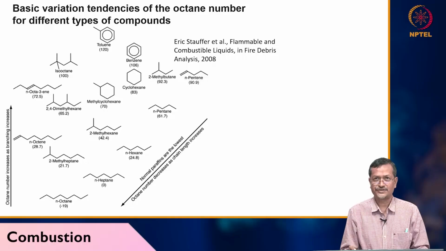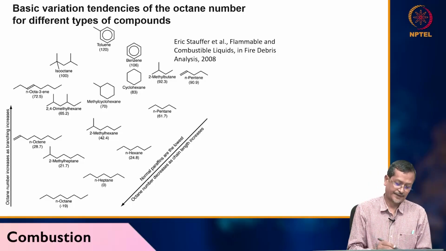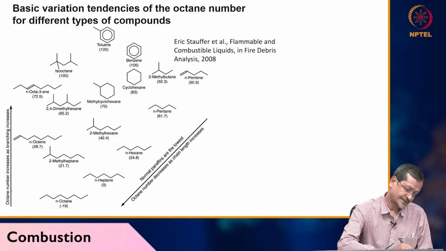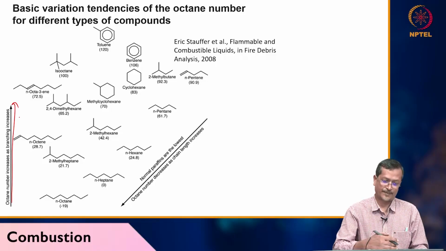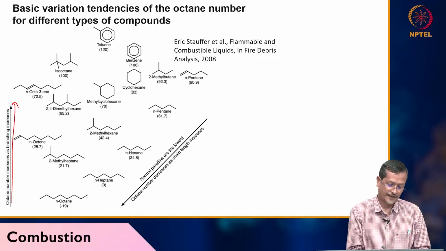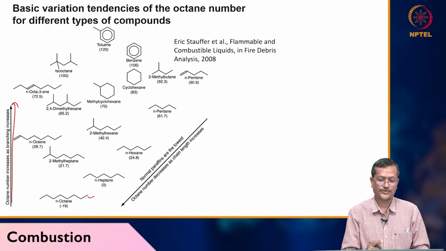This shows the basic variation tendency of octane number for different types of component. If you see this curve, when you change the chemical parameter from simple long chain hydrocarbon to a more aromatic level, your octane number increases. So if you add more aromatic components in the fluid, you get a better fuel.